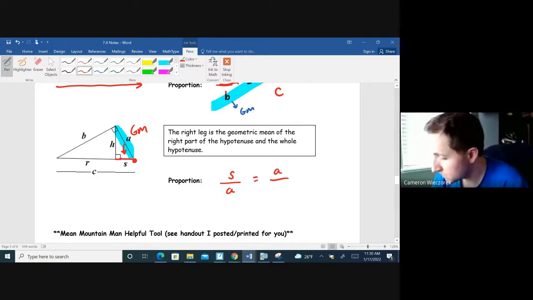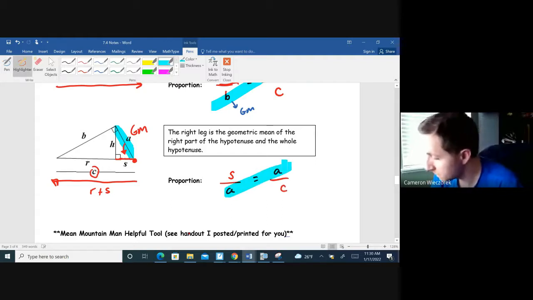So notice in the last problem, it was R because that was underneath B. Now it's S because that's what's underneath A. And it's the geometric mean of the shadow and the distance all the way across along that big hypotenuse, which, as I said in the last case, we could label R plus S, or we could just call it C.